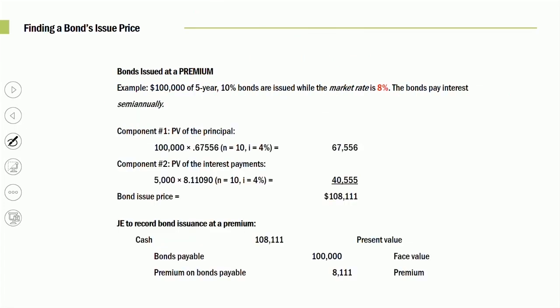Okay, so in this example with the bonds issued at a premium, you ready? We've got the $100,000 of principal, present value factor for a single cash flow being paid 10 periods from now. And remember, market rate, okay? Don't use the coupon rate. Market rate to find your discount factor. So that would be a discount factor gets us to $67,556. And then present value of the interest payments, $5,000 payment.